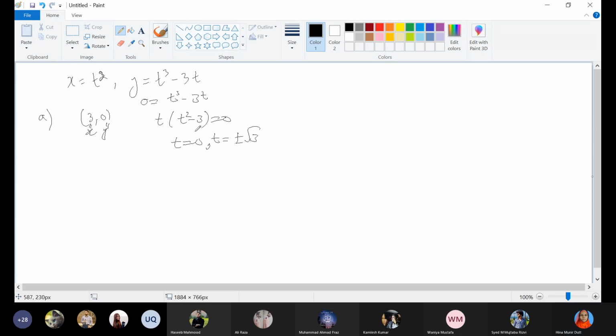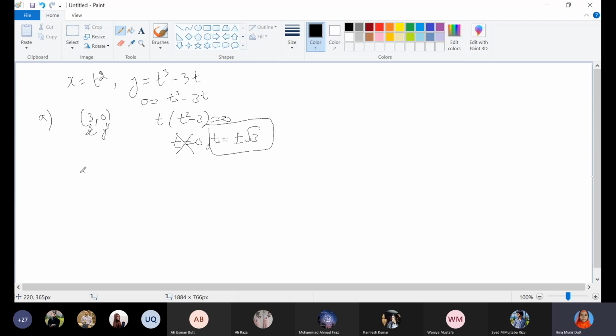Now I have to skip this t is equal to 0. Why? I have to exclude t is equal to 0. Why? Because x is equal to 3 will not come with it. I can't get x is equal to 3 by putting t is equal to 0 over here. I can get x is equal to 3 by putting t is equal to plus minus root 3, but not with t is equal to 0. So these two values are for t. I have to find the equation of the tangent line for these values of t.